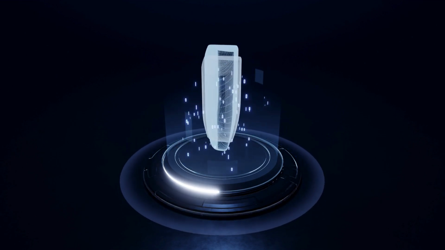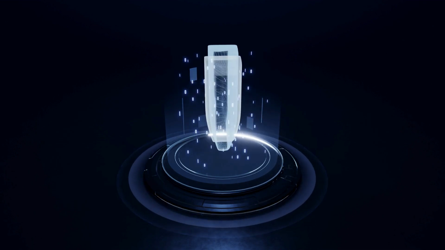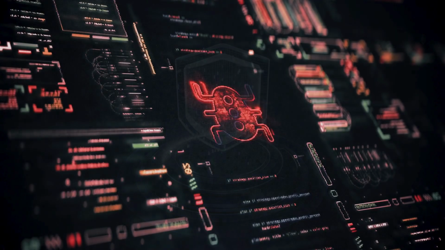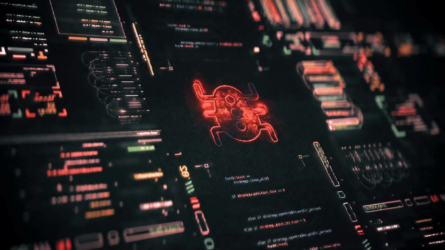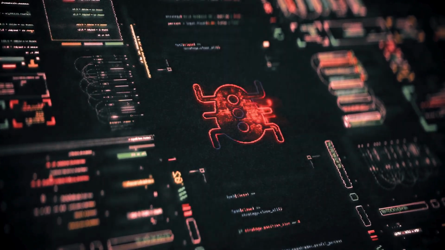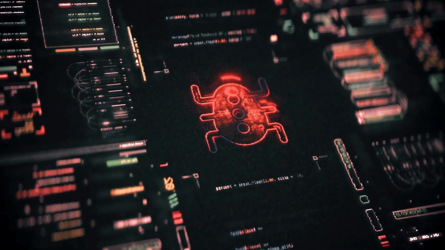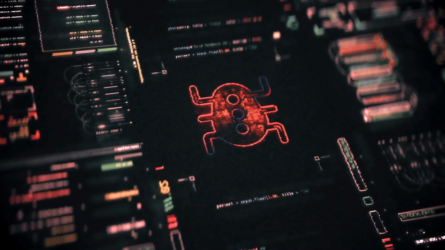When people talk about risk, they're really talking about three main pieces. You've got threats, vulnerabilities, and impact. A threat is anything that could cause harm. That could be a hacker, malware, ransomware, phishing emails, even an employee making a mistake. Basically, anything that could go wrong.